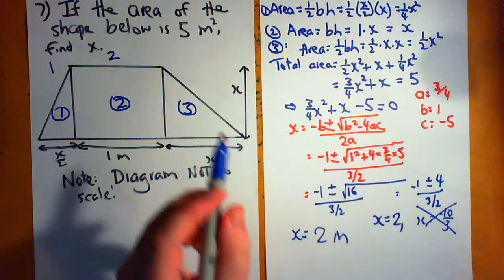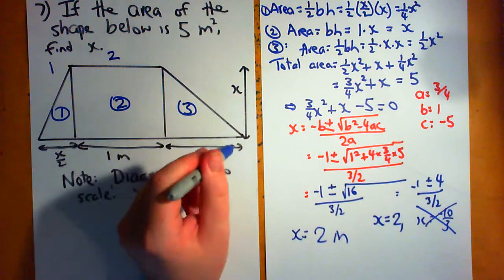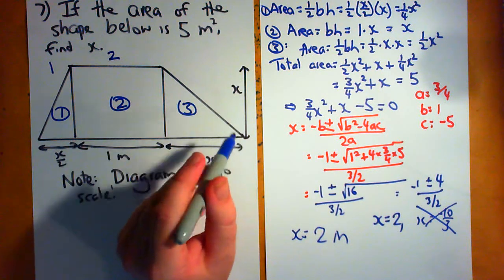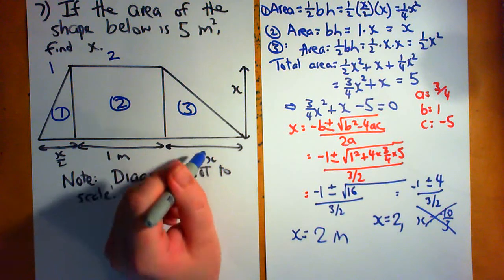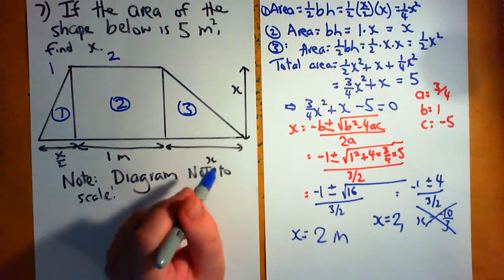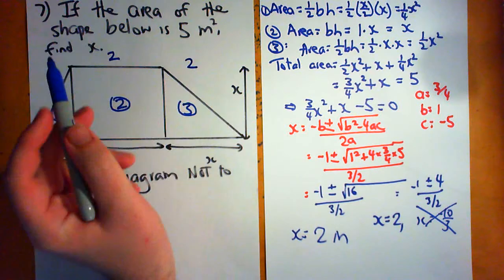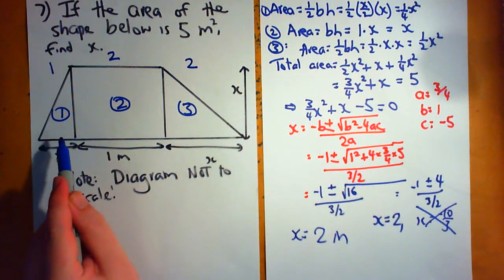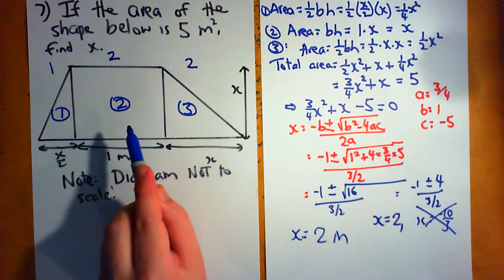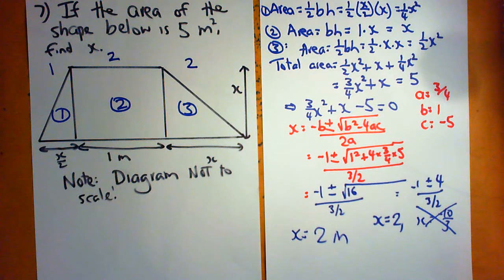Now what about this third triangle? Its width is x, its height is x. So this is going to be half times 2 times 2, which is 2. So this triangle has an area of 1 metre squared, the rectangle 2 metres squared, and the other triangle 2 metres squared, which makes the whole thing the required 5 metres squared.